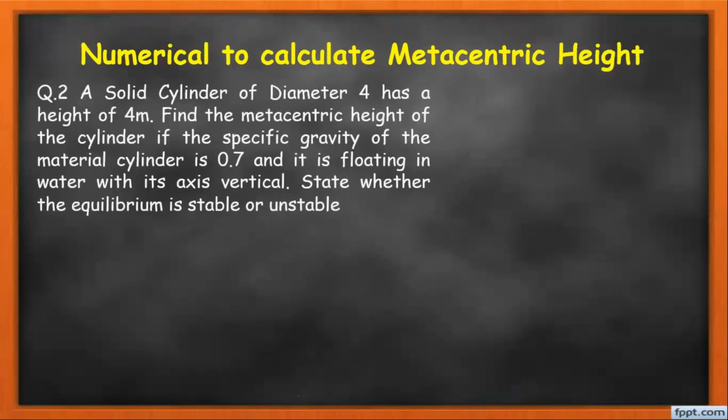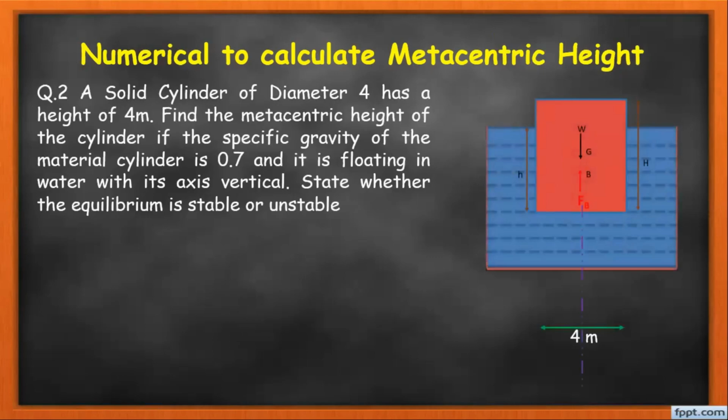A solid cylinder of diameter 4 meter has a height of 4 meter. Find the metacentric height of the cylinder if the specific gravity of the material of the cylinder is 0.7 and it is floating in water with its axis vertical. State whether the equilibrium is stable or unstable.